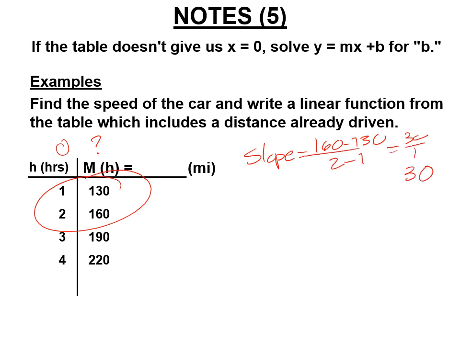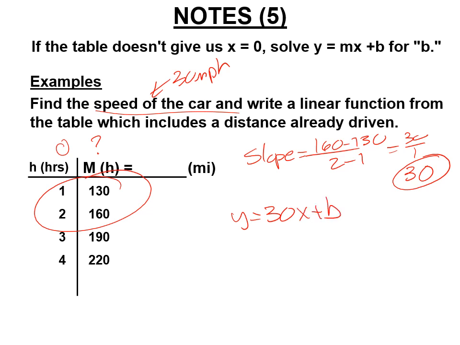So this is the speed of a car, right? So he's going 30 miles per hour. That's the rate. The slope is always the same number, 30. Now to find the y-intercept, since it's not there, you can just put that into y equals 30x plus b, right? You can take any of these points. Why don't we take the first one?